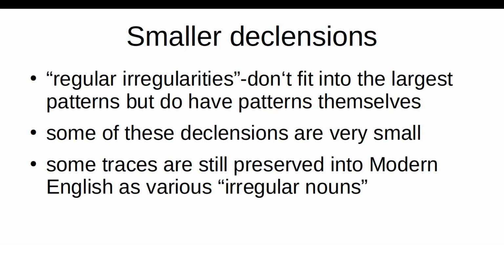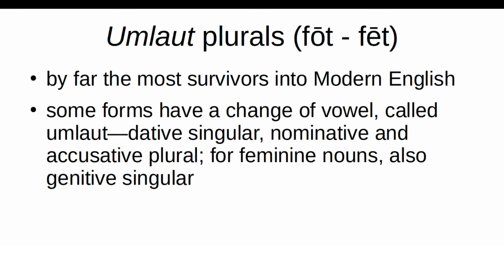These are regular irregularities, is what a lot of language learners would call this. They don't fit into the largest patterns, but they do have a pattern of a sort. Some of these are, as I said, very small, like 4 words. Some of these are preserved into modern English as the irregular nouns, so very irregular, and they were already very small even back then. So let's look at the first kind.